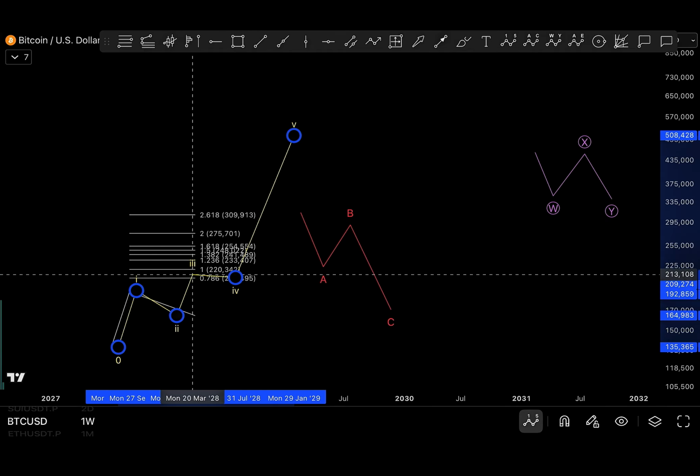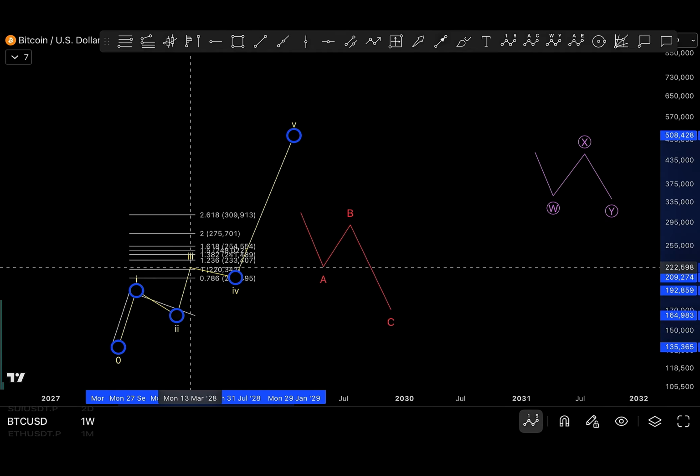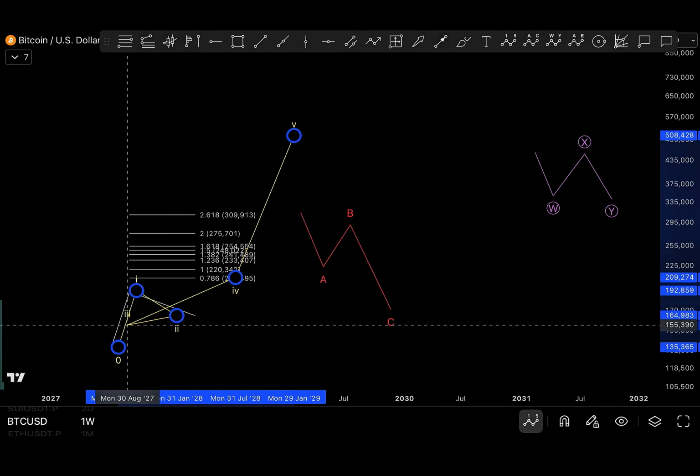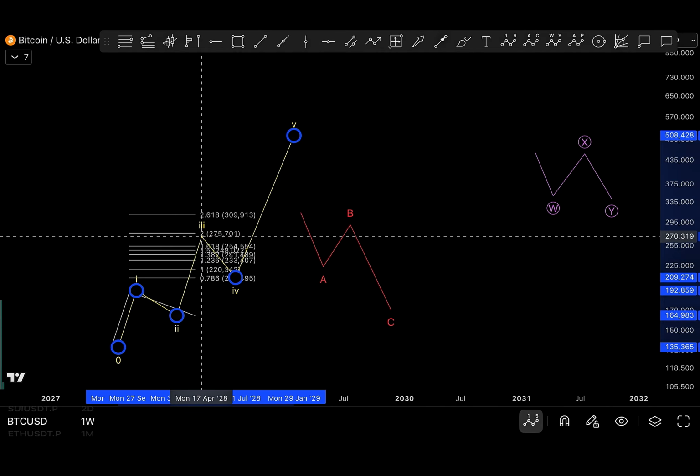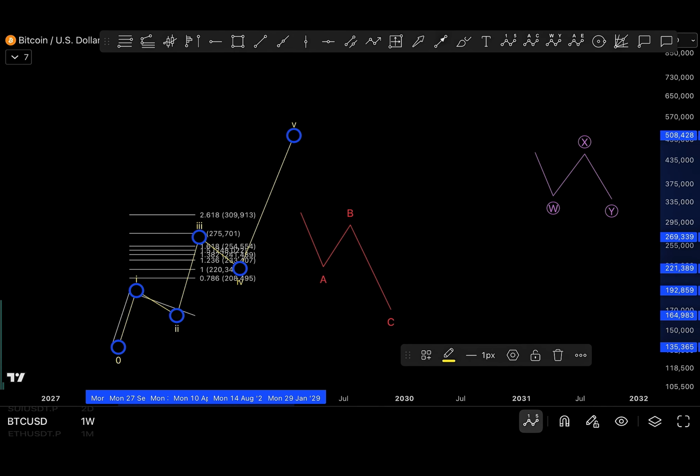The first wave and the third wave, when we do this 1-to-1 target, this is exactly saying that the first wave and the third wave are equal. So that's why it's a 1-to-1 target. But usually in the impulsive wave, it does not happen that way. It always gets up to 1.618. Okay, slightly can shoot up until here and then retrace.